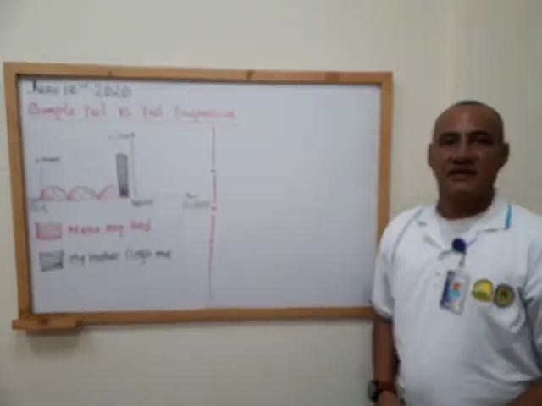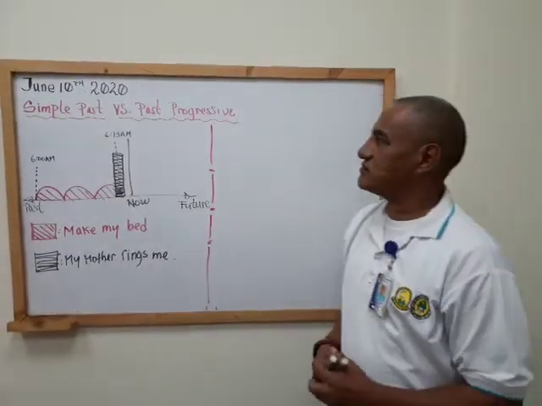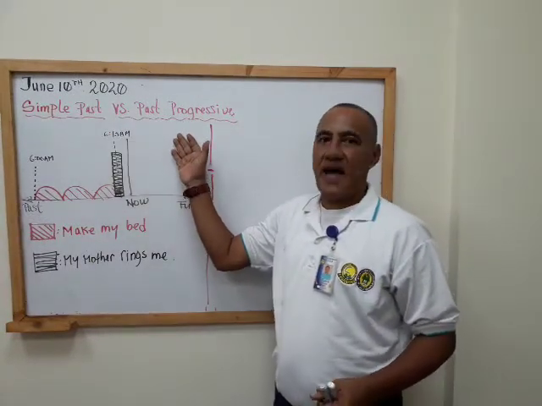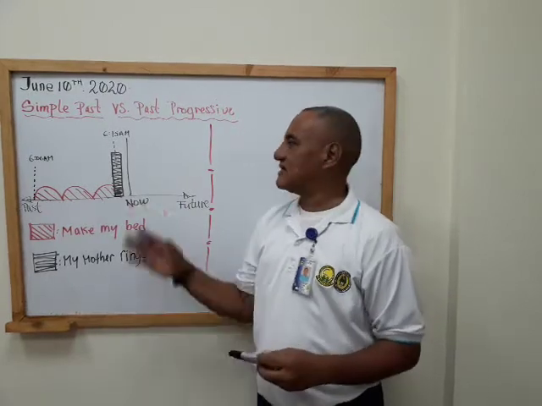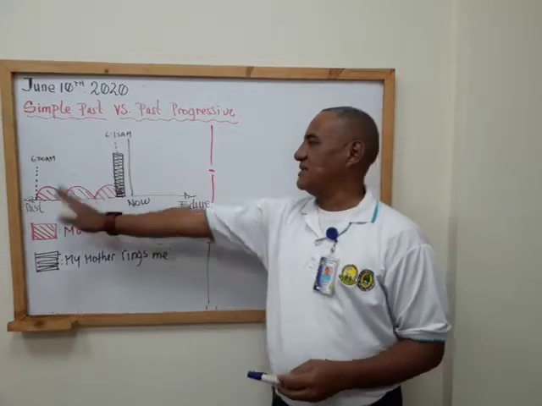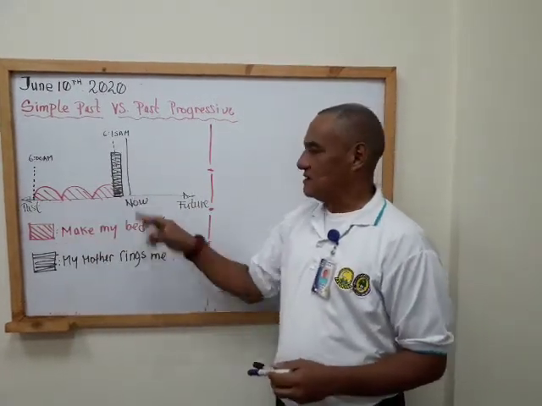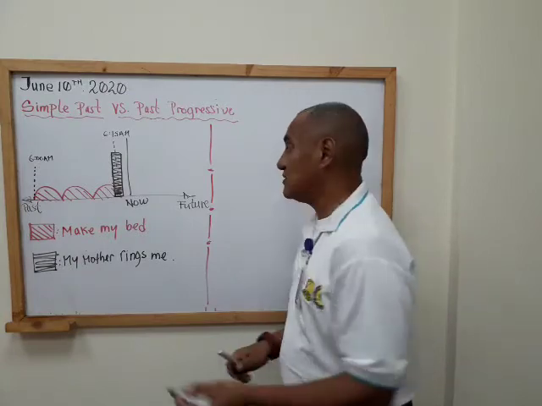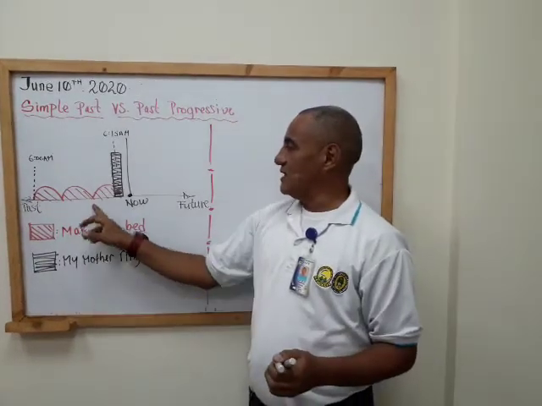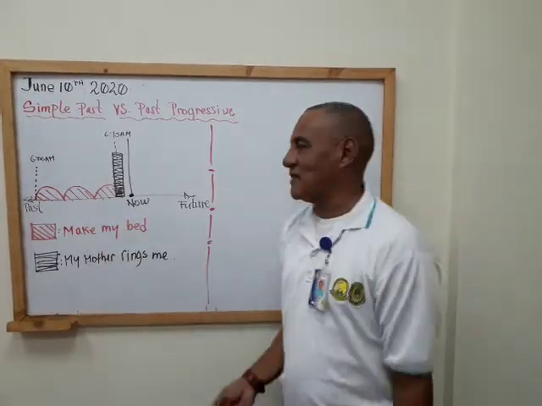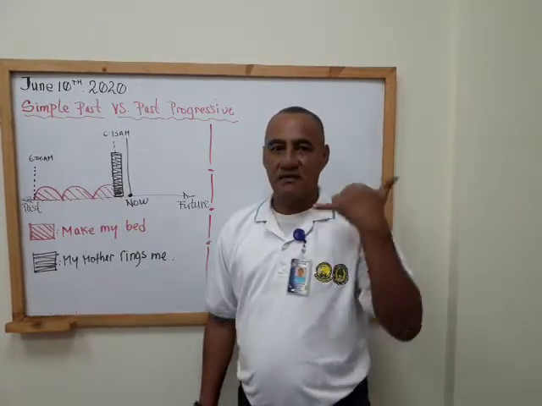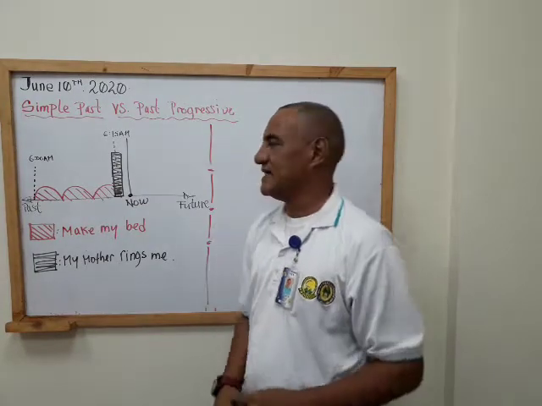Okay, very good. Then now we are going just to go over this. Simple past versus past progressive. As you can see here, there are two different actions that happened in the past. So they have nothing to do with now, with present. Then the red one, make my bed, tender la cama. And the black one, my mother rings me, is the same as calls, alright?